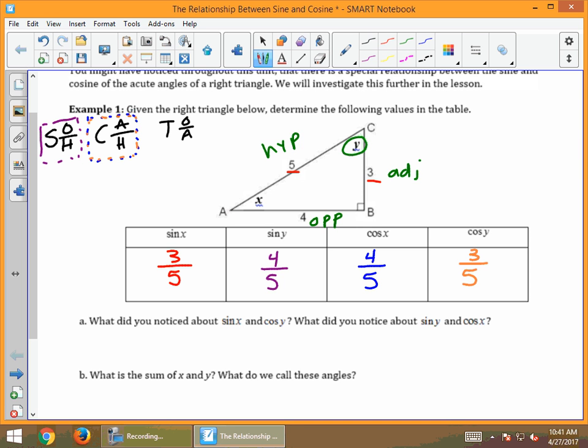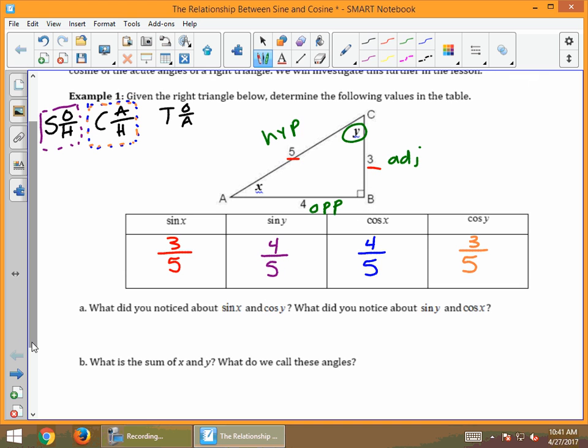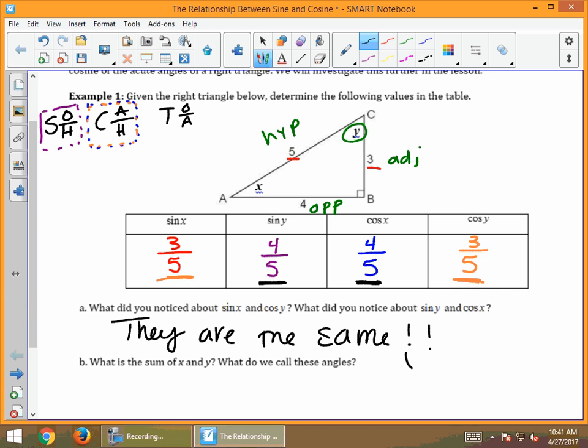Now that we found these values, we can use them to answer these questions. What did you notice about sine of x and cosine of y? Take a minute, take some seconds, think about it. What did you notice about the sine of y and the cosine of x? So you're looking at your table. Sine of x and cosine of y. Sine of y, cosine of x. What are you noticing about these values? And you should be noticing that they are the same.